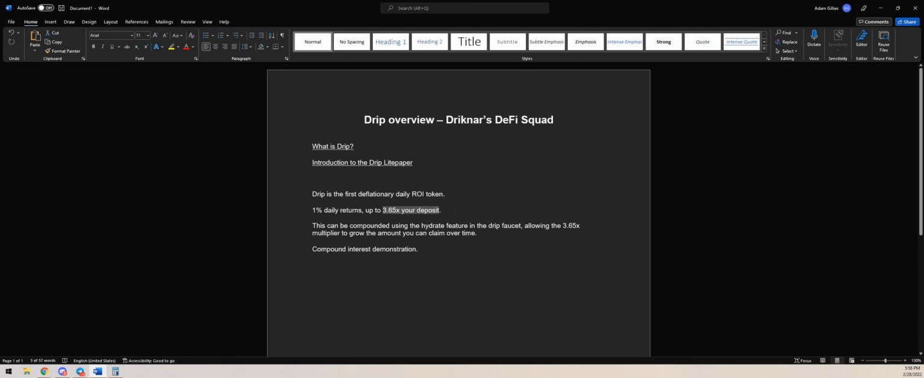Now there is one thing you can do, which is recompound back into the faucet using the hydrate feature. The hydrate will actually add to your deposit, allowing your 3.65 to grow from a larger deposit. So every day you can come in and reinvest your 1% daily returns, and compound interest will take over eventually and completely multiply your account. It's actually very fast, which I'll demonstrate for you.